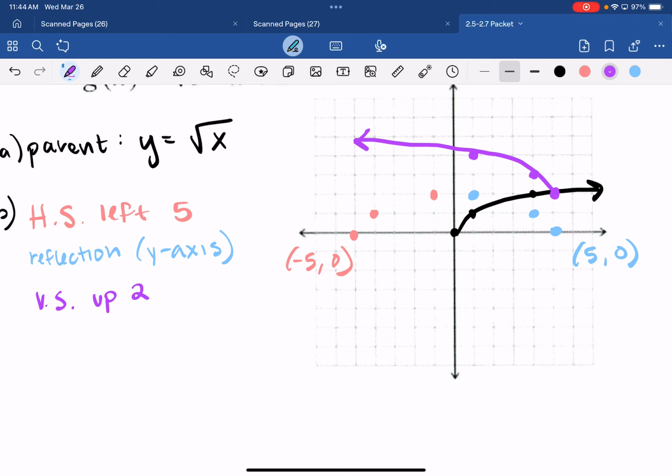All right, any questions on that one? That one looks a little funky because it's the square root of x. Okay, but again, this is where colors help for sure. Keep you organized.